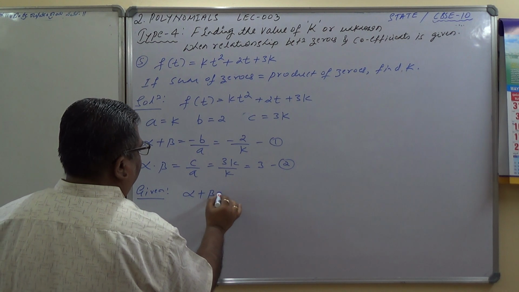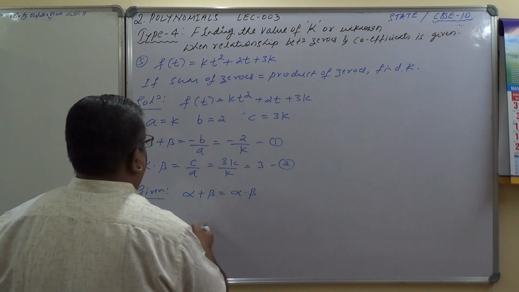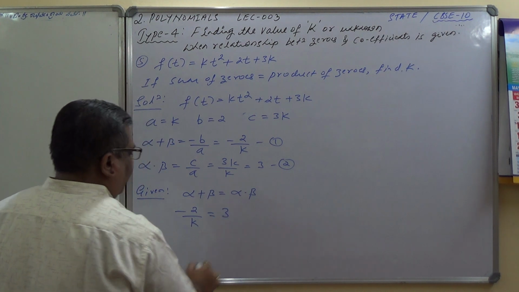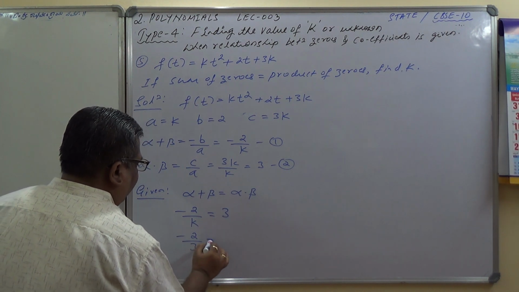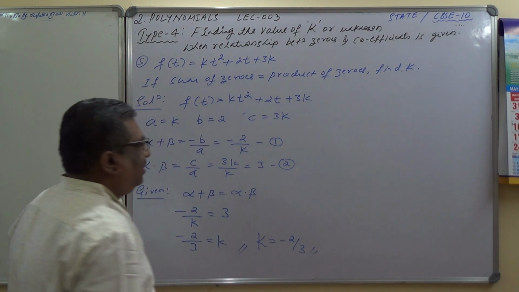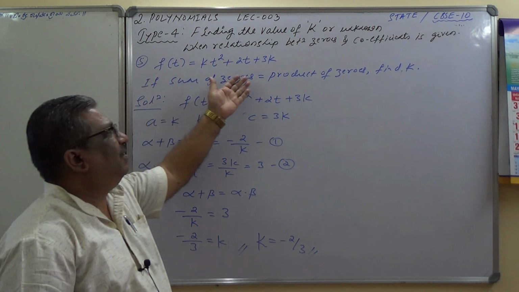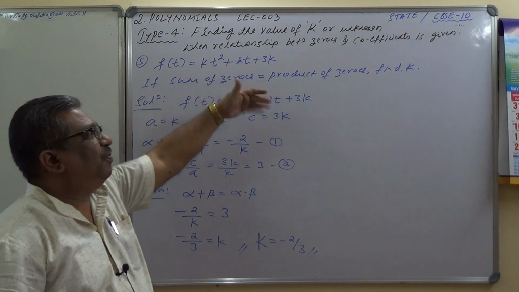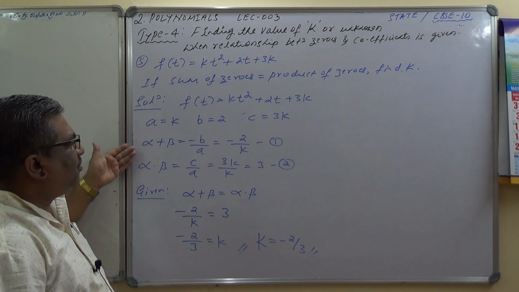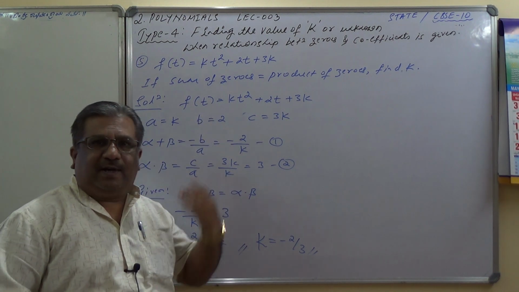So given alpha plus beta equals alpha into beta, because sum of zeros is equal to product of zeros. Substitute those values. Minus 2 by k equals 3 here. Therefore minus 2 by 3 equals k. That's all. Meaning k equals minus 2 by 3. Let us check the answer. So it was quite simple, but it appeared to be a little difficult. The question is sum of zeros should be equal to product of zeros. So the first step is you find out sum of zeros and product of zeros, whether required or not. That should be the first step in finding the unknown basically. Okay, so let me take the next problem.